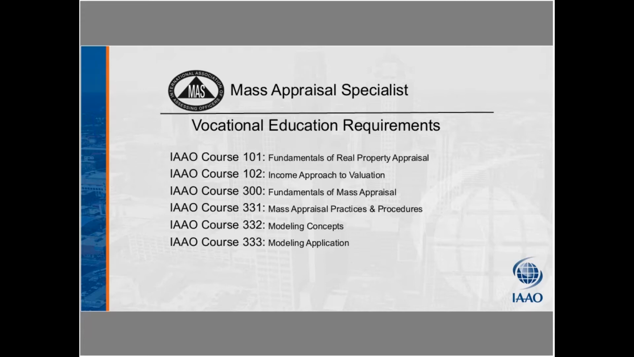I'm going to review real quick the requirements to earn the MAS, and we'll start off with the educational requirements. Course 101, Fundamentals of Real Property Appraisal, and Income Approach to Valuation, Course 102. These are basic appraisal educational courses that anyone in an assessor's office should complete as an appraiser. The 300 level courses, Fundamentals of Mass Appraisal, 331, Mass Appraisal Practices and Procedures, 332, Modeling Concepts, and 333, Modeling Application. These 300 level courses demonstrate both the evaluation and the technical skills necessary for today's more advanced mass appraisal practices.